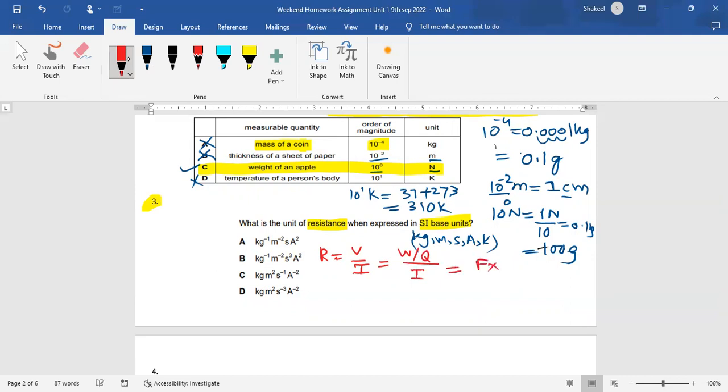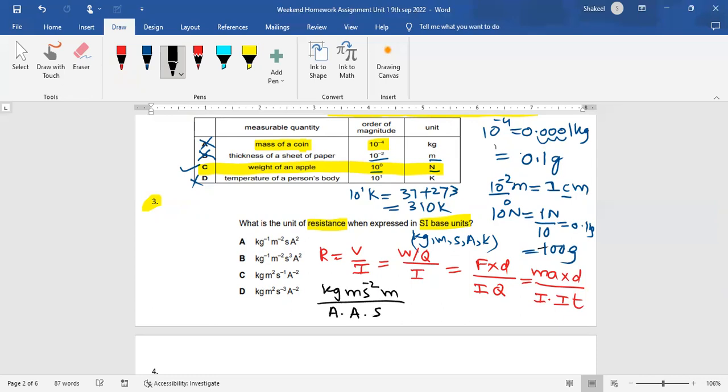Work done is force into distance. And then this Q comes down. So F is MA into D, I is I, and Q is IT, because charge is equal to IT. Now what you have to do is you have to plug in all the SI base units. So for mass, it is kilogram. For acceleration, it is meter per second square. For distance, it is meter. For current, it is ampere. For time, it is second.